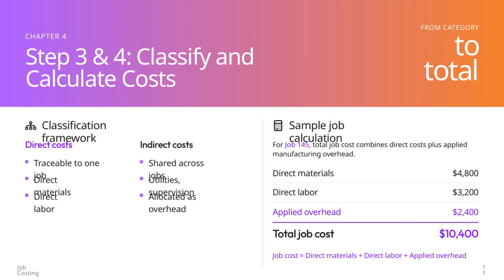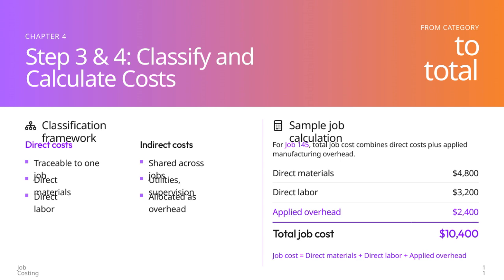Now, let's dive into steps 3 and 4, where we classify and calculate costs. First, we start with categorizing costs into direct and indirect. Direct costs are those that can be traced directly to a specific job, such as direct materials and direct labor. For example, the wood and labor hours used to build a piece of furniture are direct costs. On the other hand, indirect costs are shared across multiple jobs and can't be traced to a single one directly. These include things like utilities and supervision, which we allocate as manufacturing overhead.